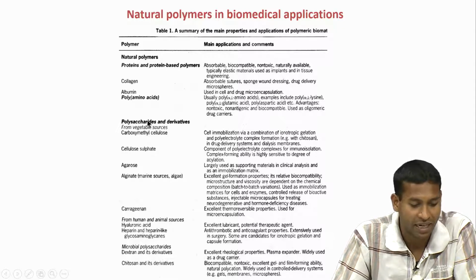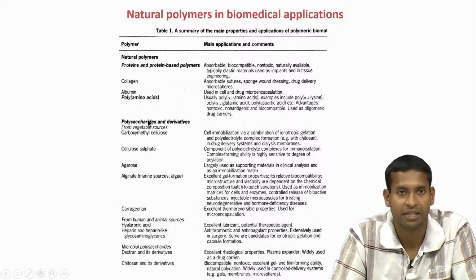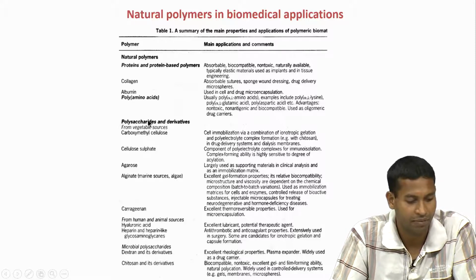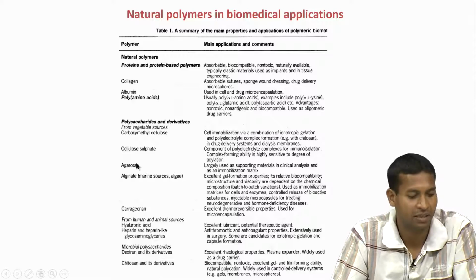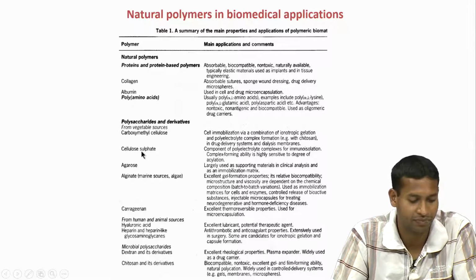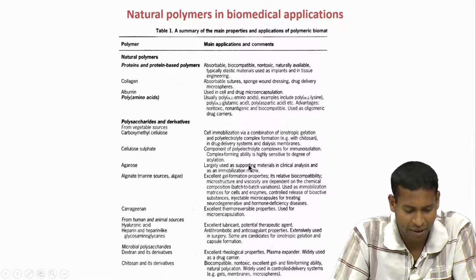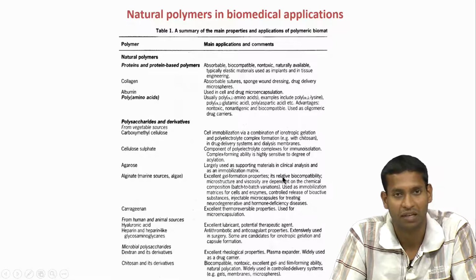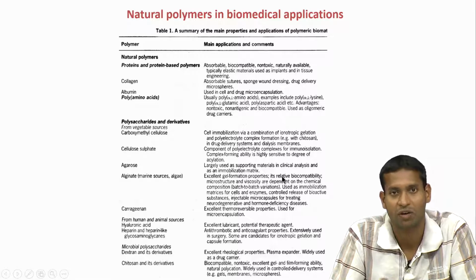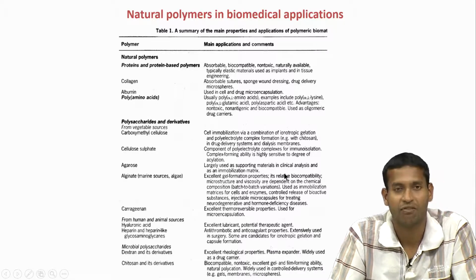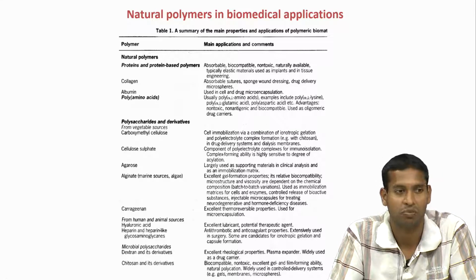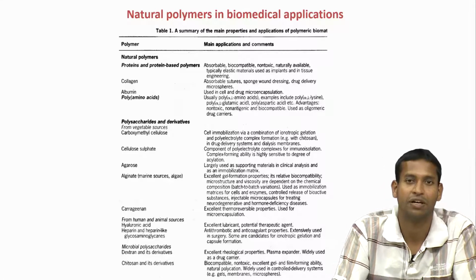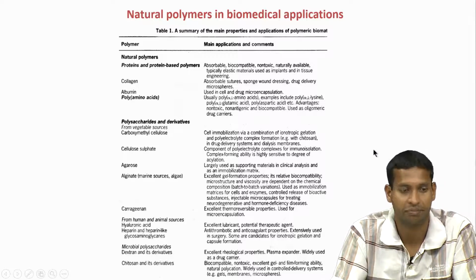You can have polysaccharides. These are essentially sugar moieties that are present in our body. These could be agarose, which is derived from a seaweed, alginate, cellulose, several of them, and all the different applications are written here. You do not really have to remember all these applications particularly. We will talk about some of these as we go along. This is just for your reference that there are a wide variety of natural polymers that exist, and we use them for biomedical applications quite a lot.